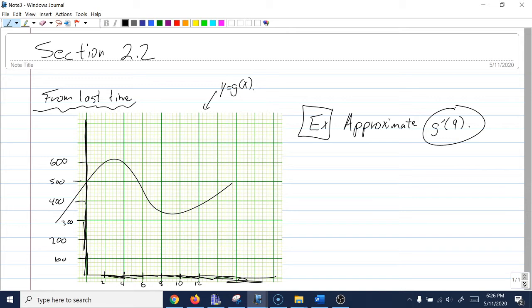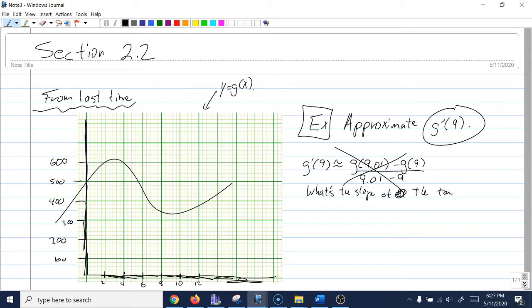The main thing we were doing at the start of class last time was to say that g prime of 9 is about g of 9.01 minus g of 9, divided by 9.01 minus 9. That's not going to work for us. This graph is not good enough to look up what g prime of 9.01 is, and it's certainly not going to work in any useful way. The thing we need to do instead is think about the slope of the tangent at x equals 9. We know that means the derivative.